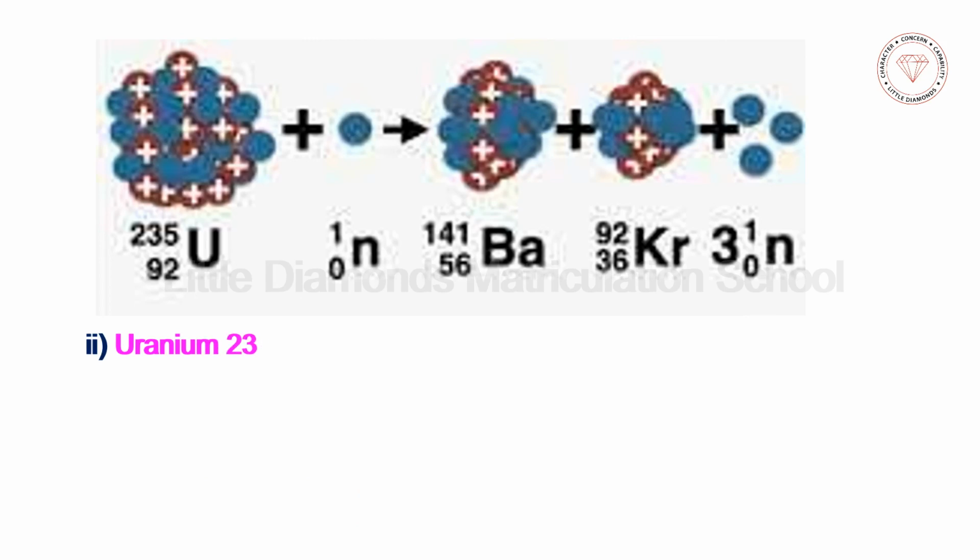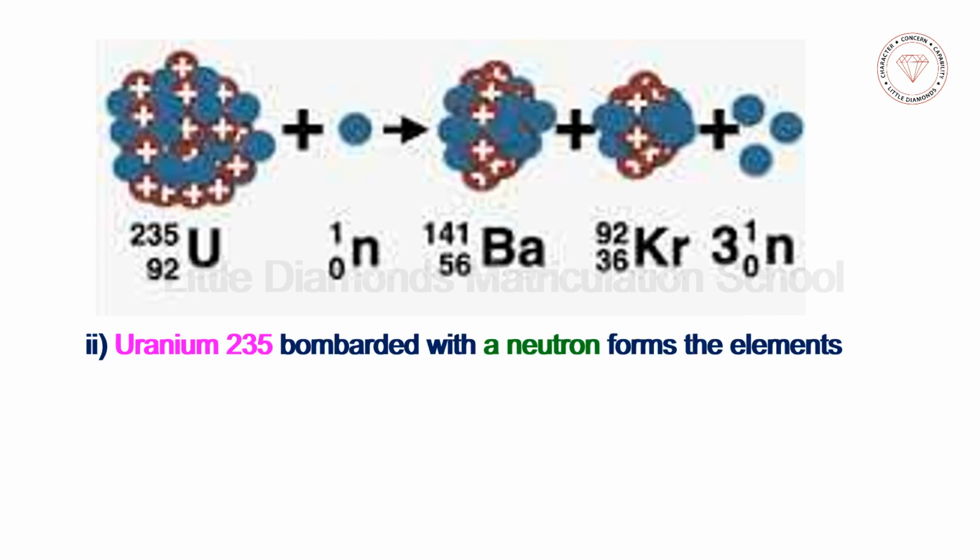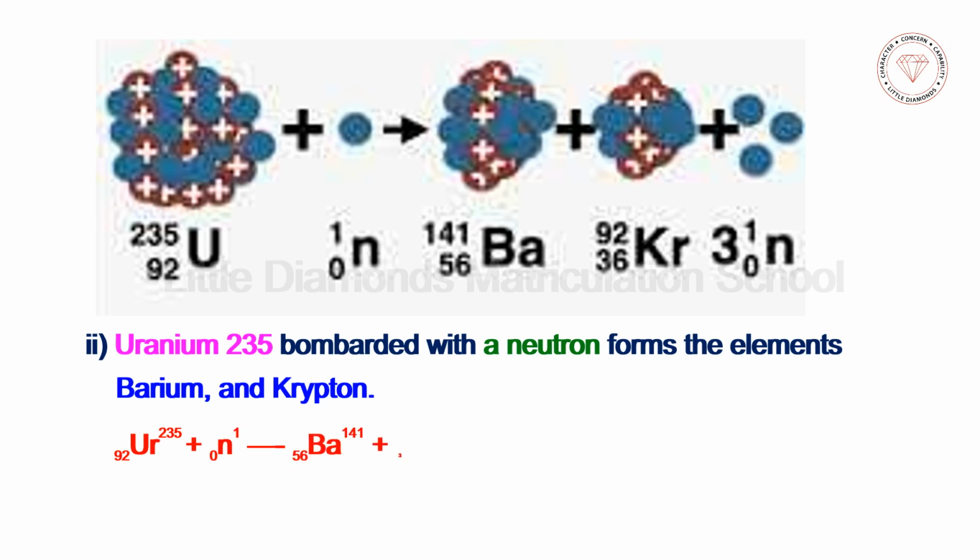Uranium-235 bombarded with a neutron forms the elements barium and krypton. U-235 (92) plus neutron gives barium-141 (56) plus krypton-92 (36) plus 3 neutrons.